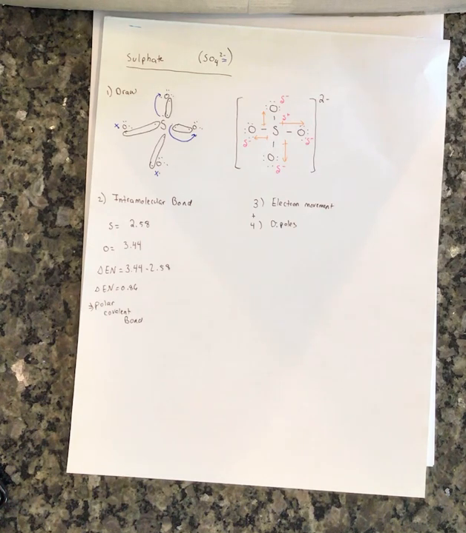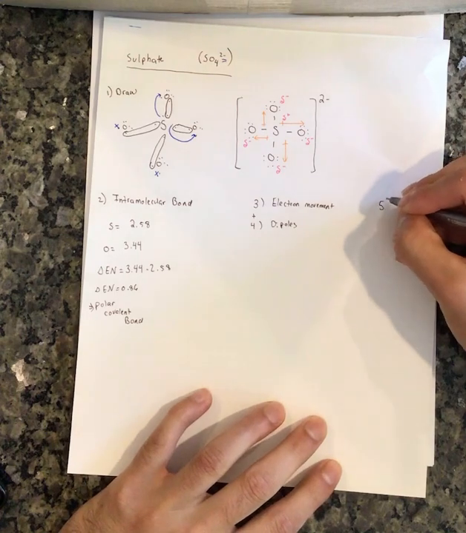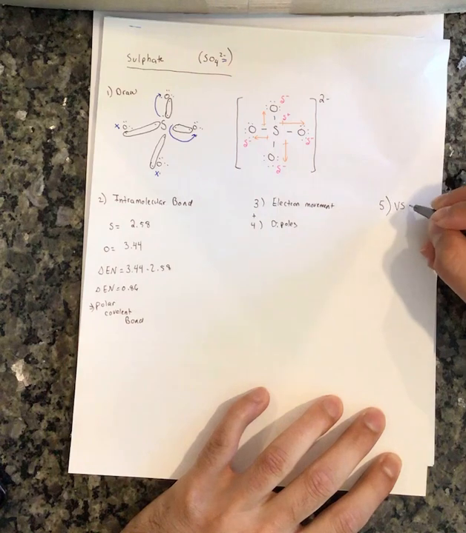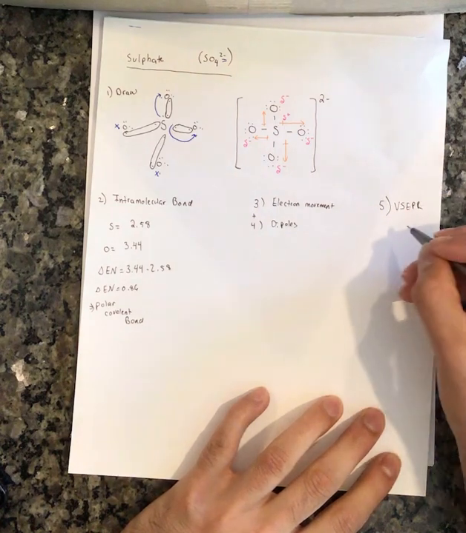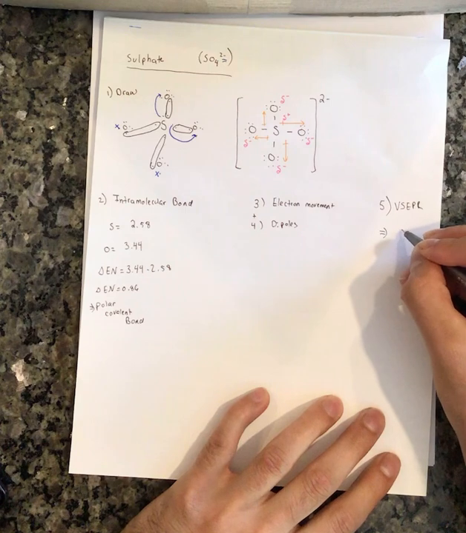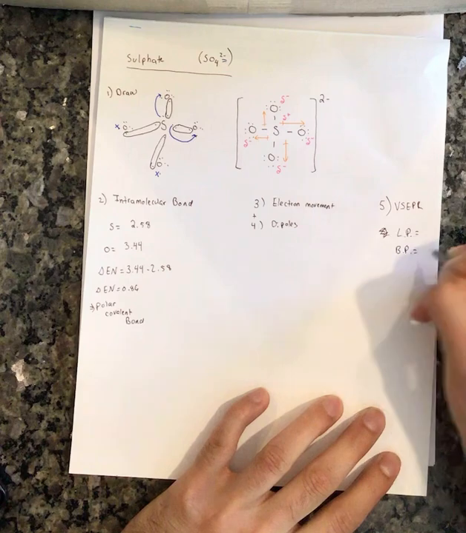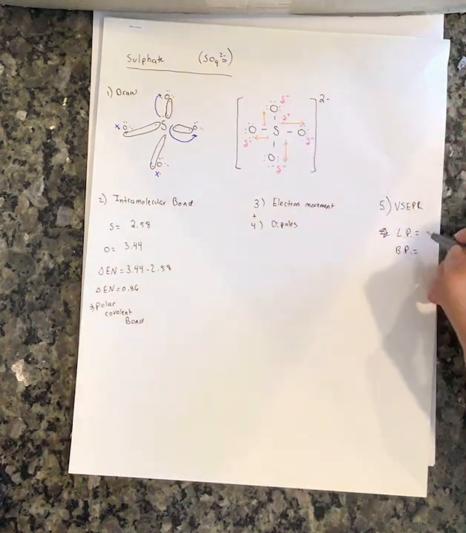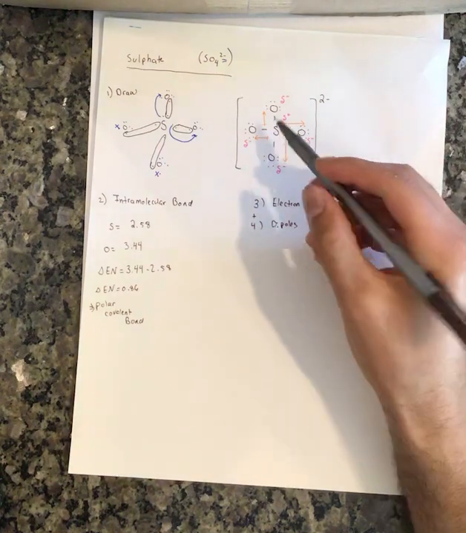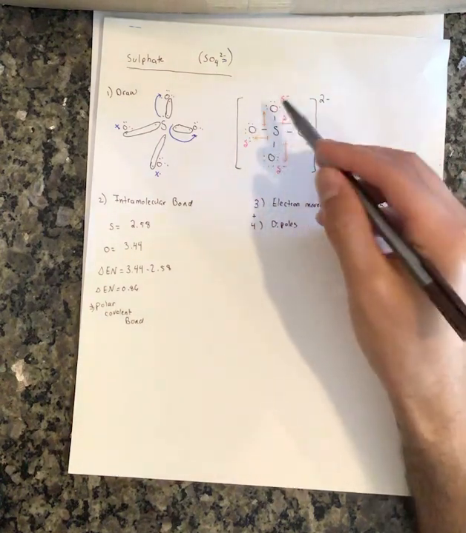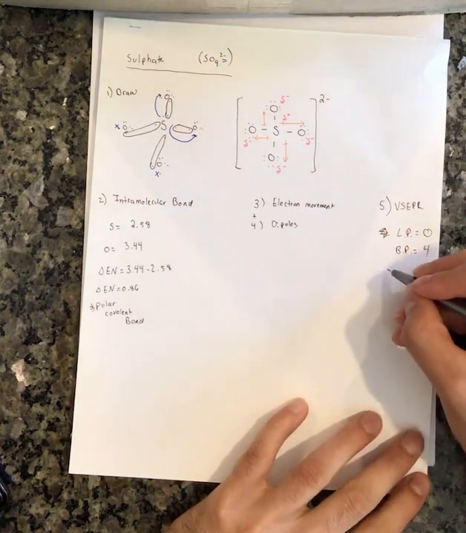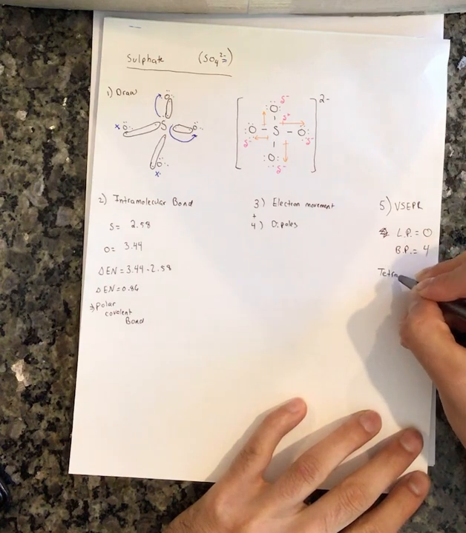Next, we have 5. So 5 is our VSEPR shape. In order to do this, we need our lone pairs and bond pairs, and we only look at the central atom. So if I'm looking at sulfur here, I have 0 lone pairs and I have 4 bond pairs. I know that I have 4 bonds because I have 4 oxygen atoms combined. So looking at your VSEPR structure, you should have come up with the fact that this here is tetrahedral.